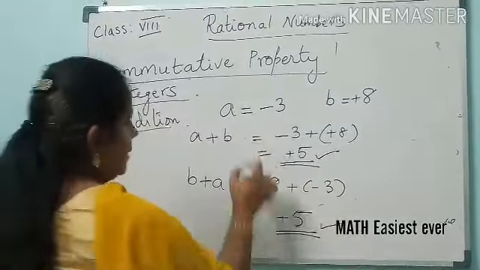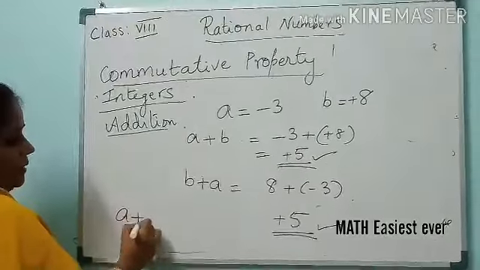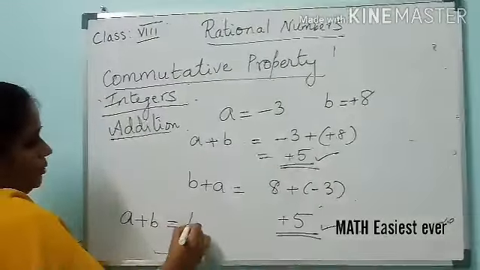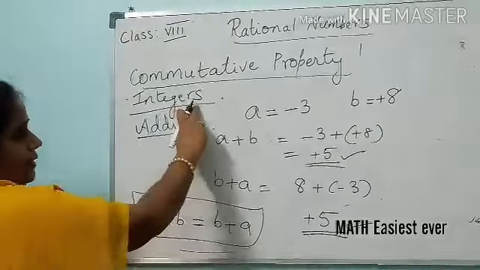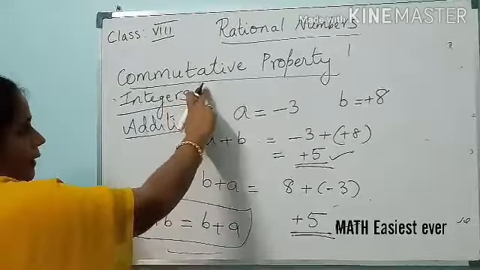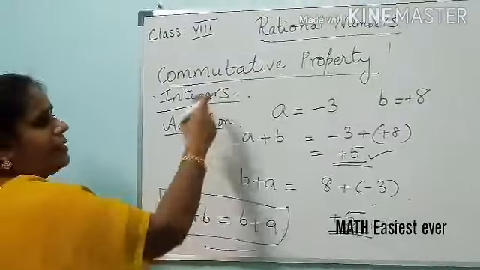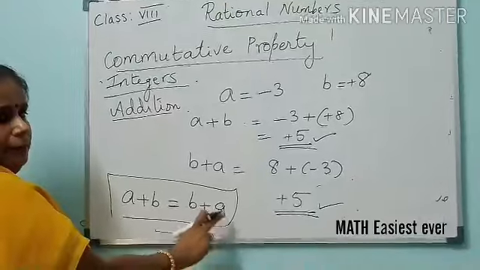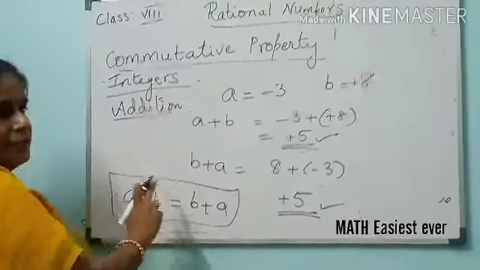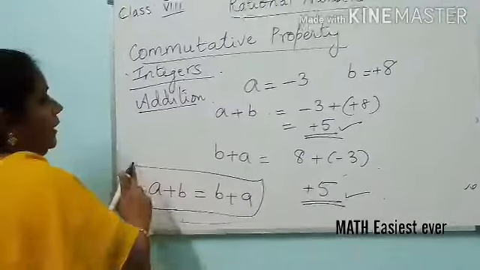So, what does that show? A plus B is equal to B plus A. So, for integers, the commutative property is satisfied under addition. A plus B is equal to B plus A. So, addition is commutative under integers.